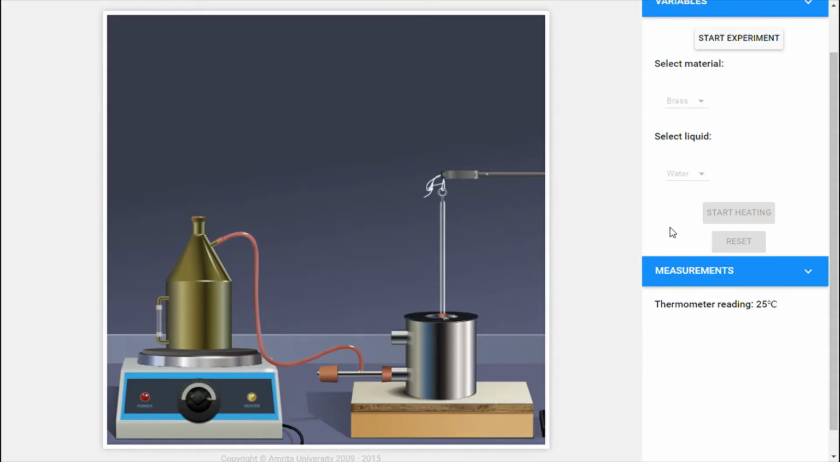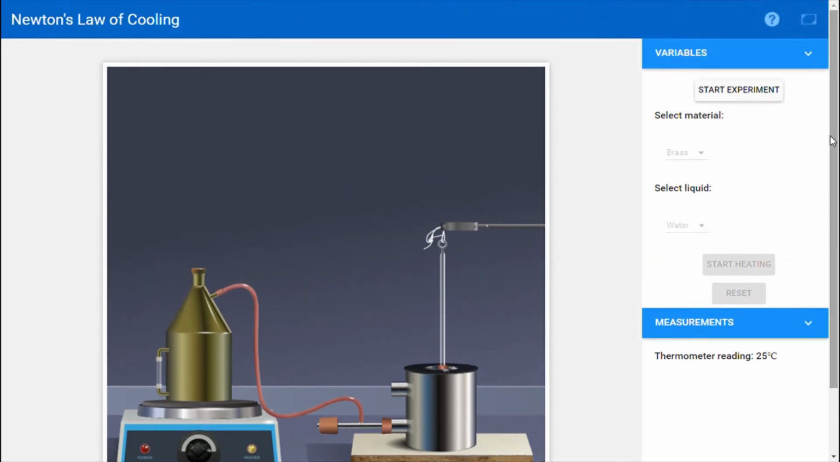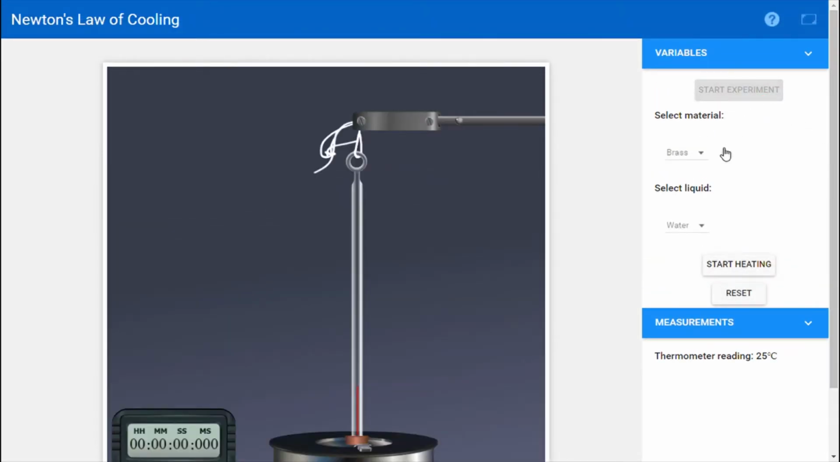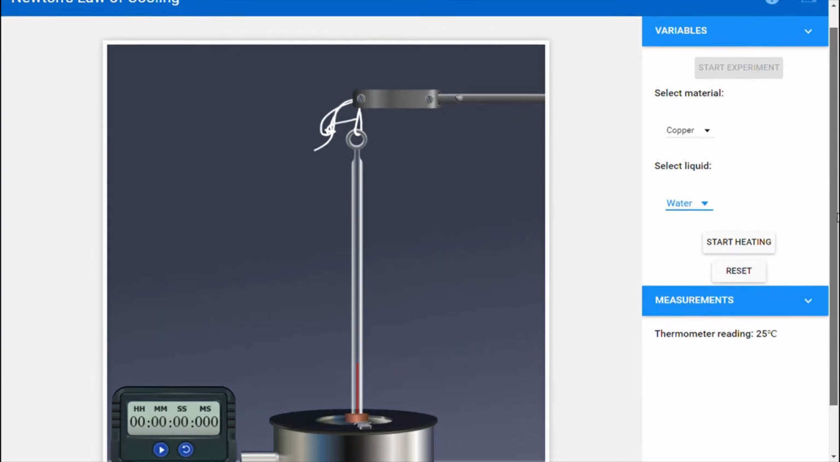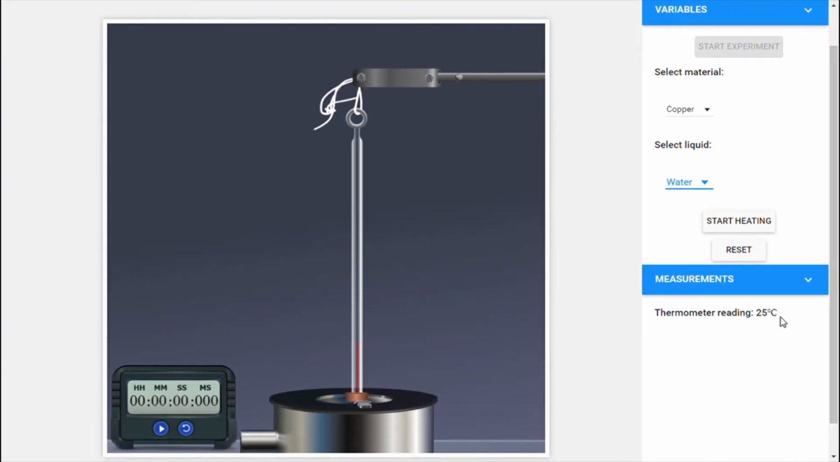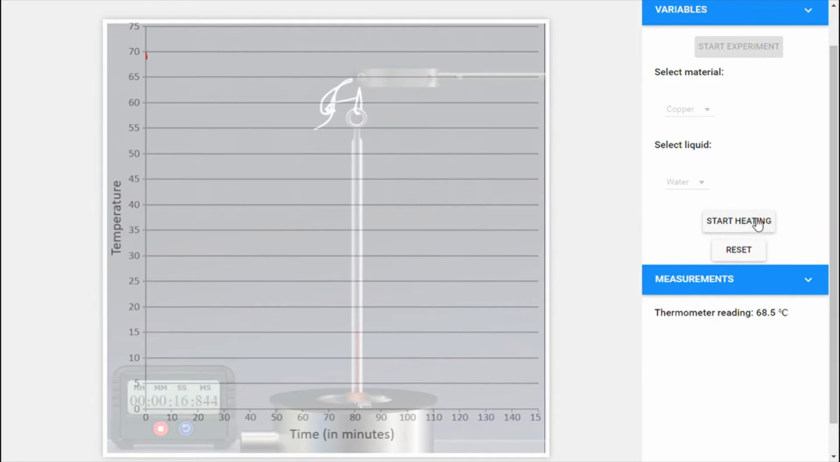For the experiment, we will click on Start Experiment and we will choose the material, that is copper, as given in the question, and water. We will start the heating because we need the temperature of the water at 70 degrees centigrade. We will wait until the temperature of the liquid reaches 70 degrees centigrade. We will stop heating at 70 degrees centigrade.